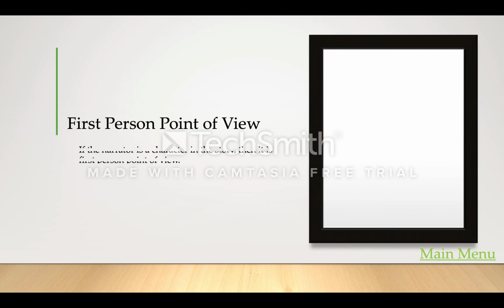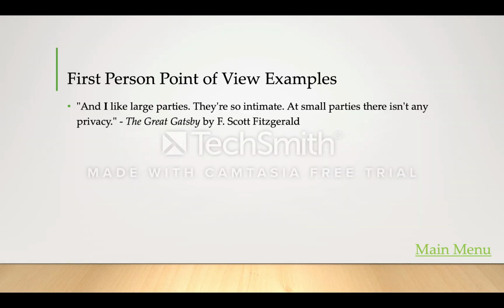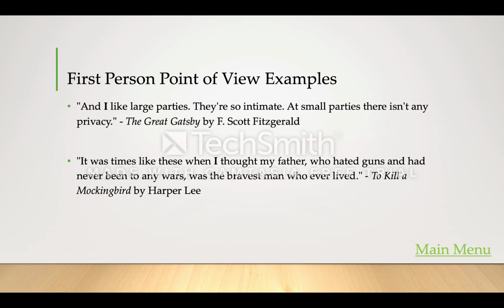So starting with first person point of view, this is mainly used whenever a narrator is telling a story that's mainly about them, because they use words such as I, we, me, stuff like that. Examples of this would be: "I like large parties. They're so intimate. At small parties, there isn't any privacy." "It was times like this when I thought my father, who hated guns and had never been to any wars, was the bravest man who ever lived." So it's going to be words using I, we, me, stuff like that.